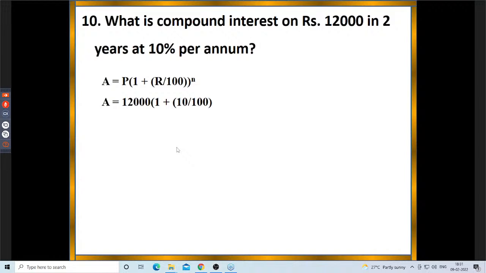So amount is equal to 12,000 into (1 plus 10 by 100) whole power 2. Go with your own cancellations. 10 by 100 means 1 by 10. 1 plus 1 by 10 means 11 by 10, whole square. So what is the value of 11 square? 121. And what is the value of 10 square? 100.